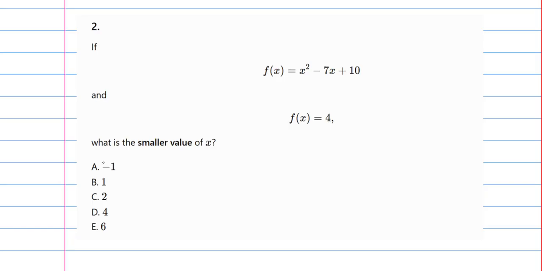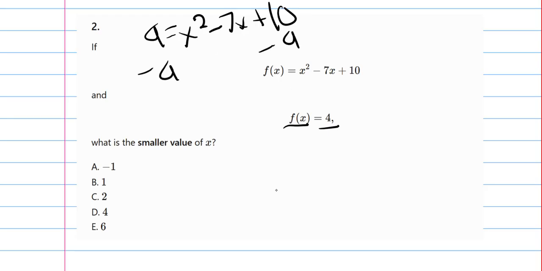So here in this second problem, if f of x is equal to x squared minus 7x plus 10, and the output value is 4, we just substitute 4 into the equation. So 4 is equal to x squared minus 7x plus 10. If we subtract 4 from both sides, that would be x squared minus 7x plus 6.